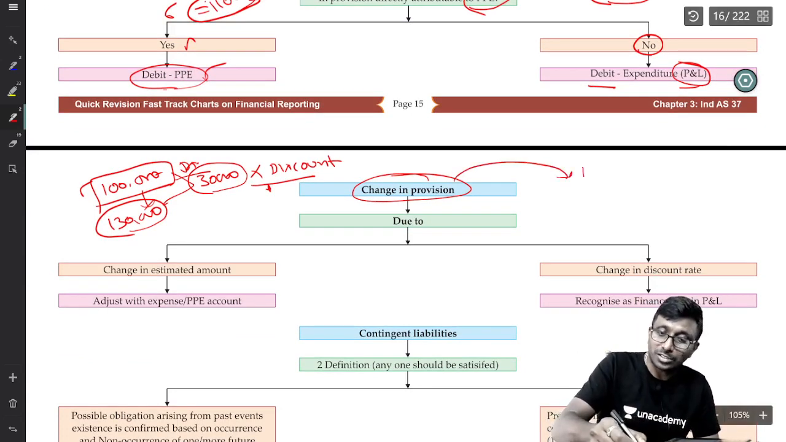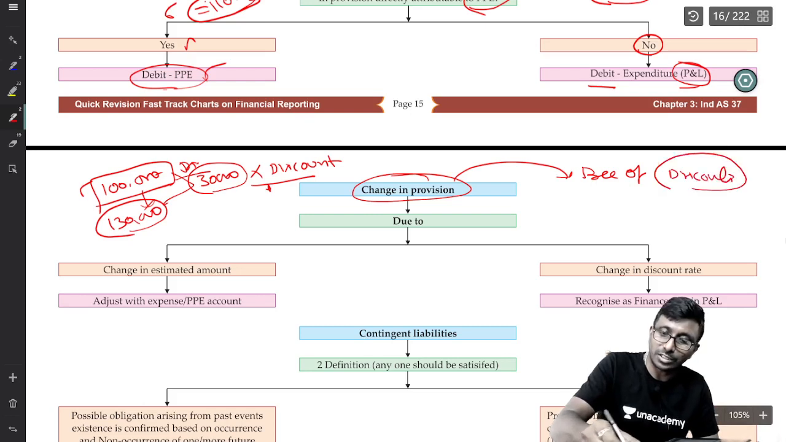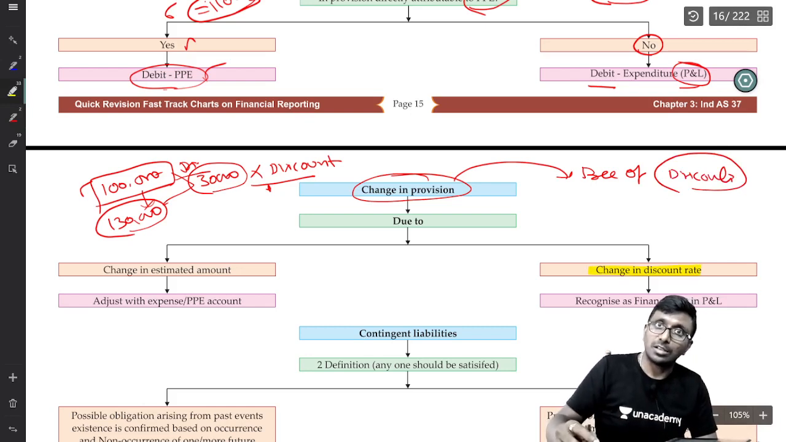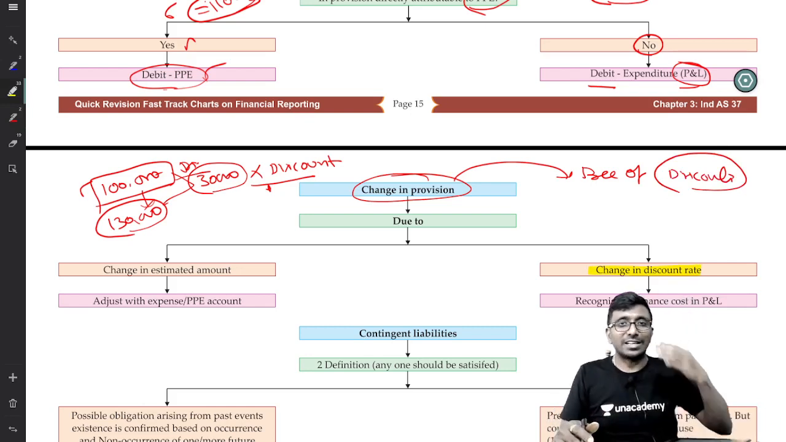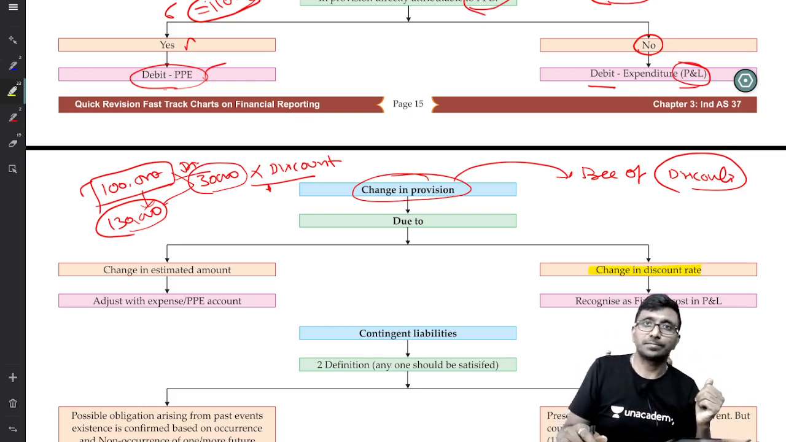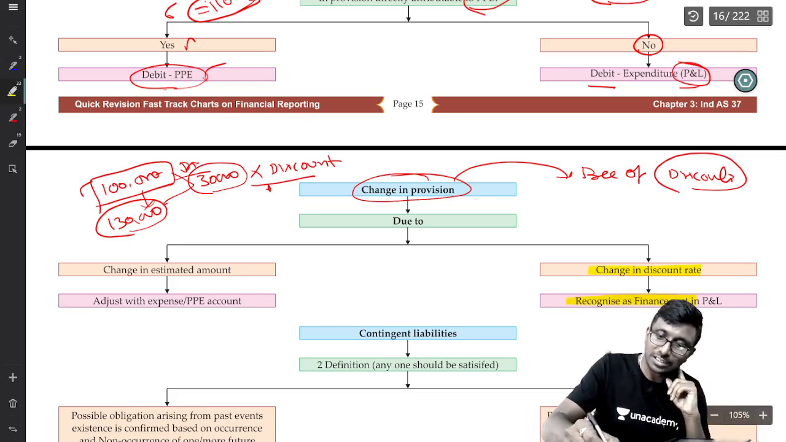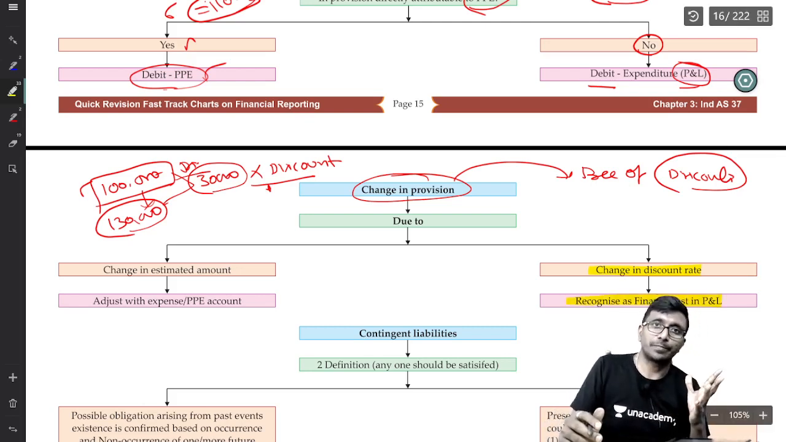And the change in the provision can be because of what? Because of a change in the discounting rate. See, a change in the discounting rate is possible. Earlier I said 10% is my discounting rate, now the discounting rate has become 12%. Possible. Or a 2% increase is there. Yes, that effect should be given in the finance cost.